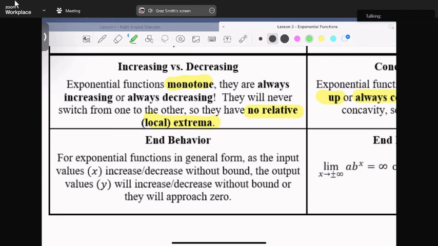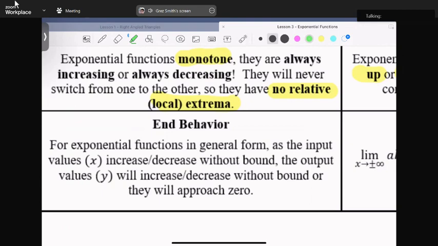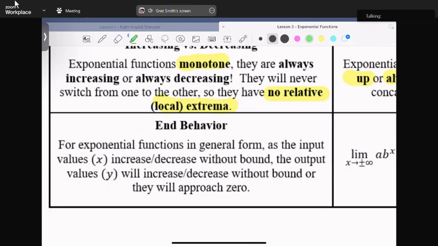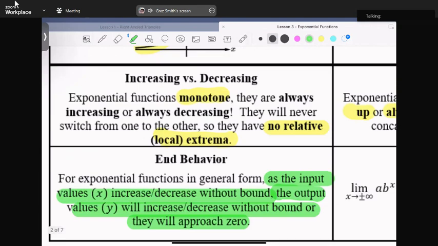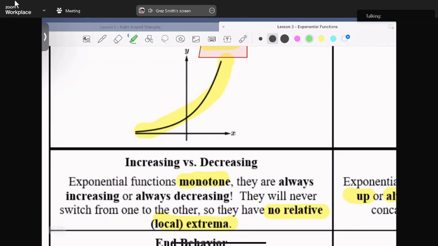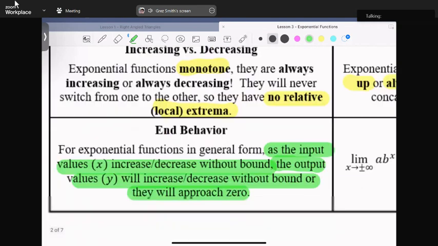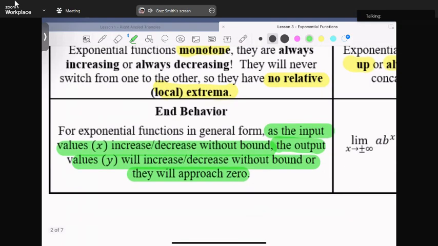Okay? So, exponential functions in general form, as the input values increase without bound, the output values will increase without bound, or so on, or vice versa. So, here, this phrasing, you'll be asked to describe the end behavior of an exponential function. You'll look at it. Let's take that one there. And as x increases without bound, the output values will increase without bound.